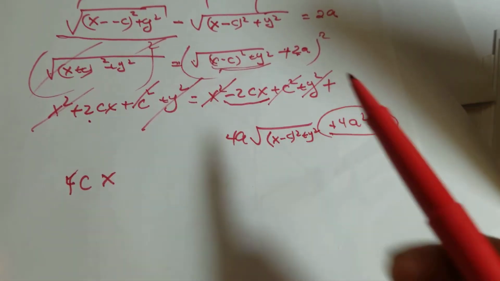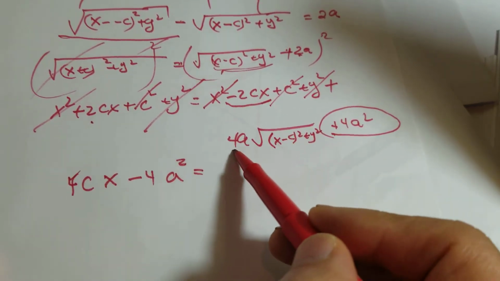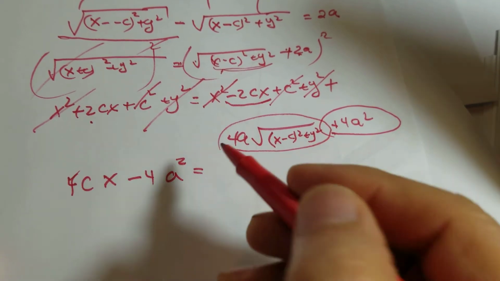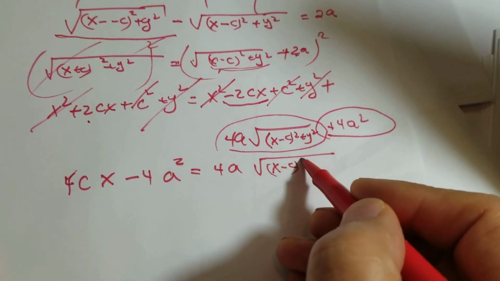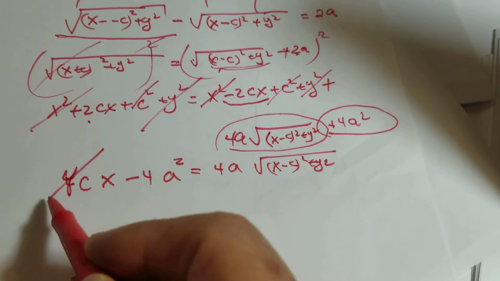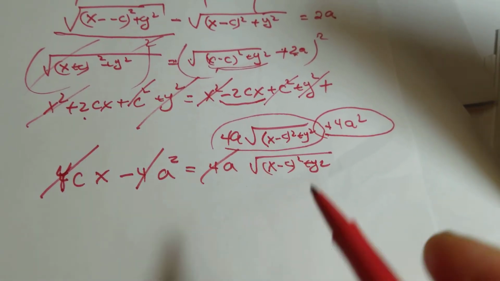This is a constant. It comes to the other side and becomes plus or minus 4a squared. That radical has to be all by itself. I'm going to keep it on the other side, to get rid of it by squaring it. This coefficient is 4, so I divide by 4. That makes it easy. Right now, we're going to square both sides.